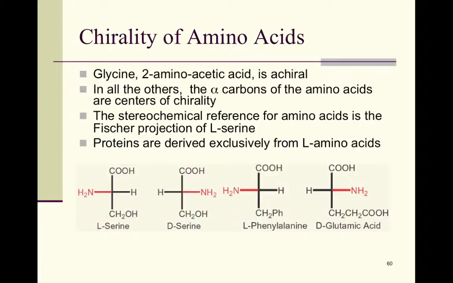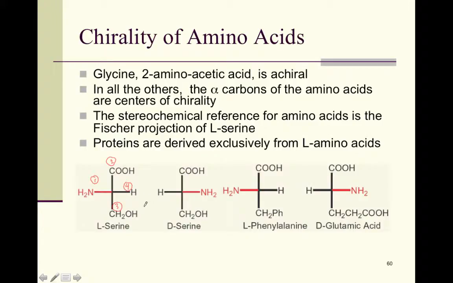Let's take a look at the Fischer projection. L-serine, here is the alpha carbon, here's the nitrogen, and the carboxylic acid group here. In a Fischer projection, remember that those on the horizontal lines are actually coming out at you, so that means this hydrogen is towards you. If we were to confirm that this is an L, let's go ahead and rank these. Nitrogen would be number 1. This would be number 2. This would be number 3. And this would be number 4.